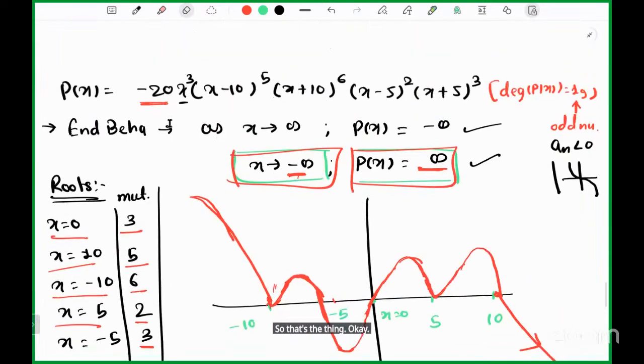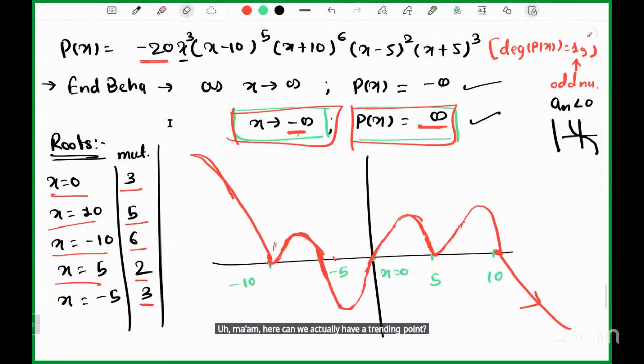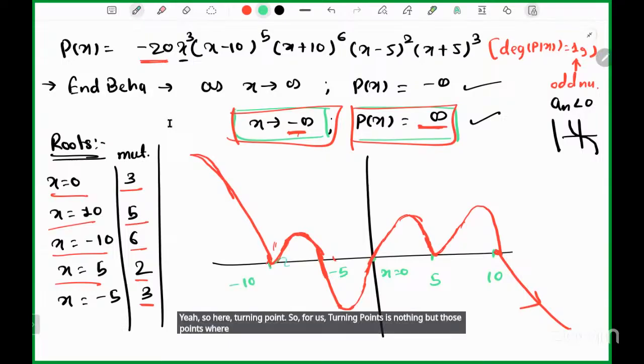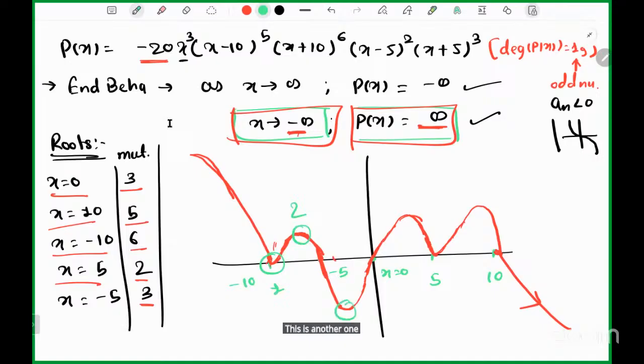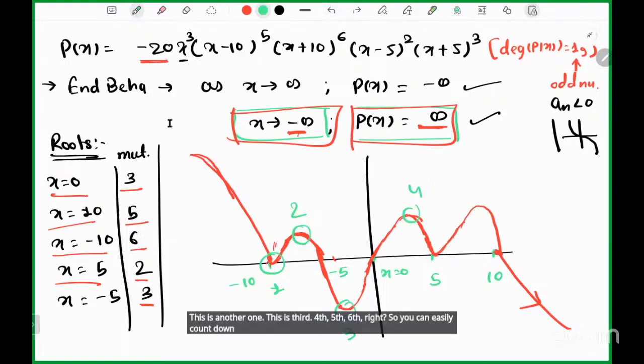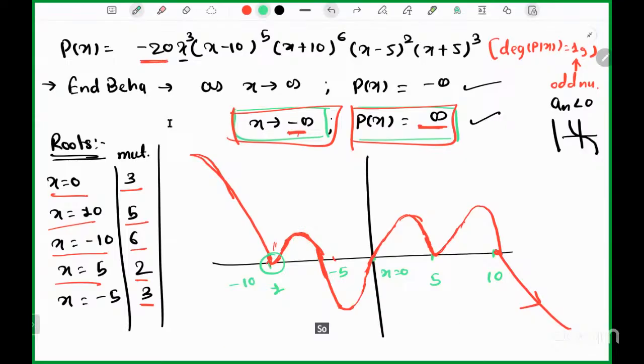Ma'am, can you explain turning point here? Yeah. So here, turning point. For us, turning points are nothing but those points where the nature is changing. So you can say that okay, this is one turning point, this is another one, this is third, fourth, fifth, sixth. Right. So you can easily count the turning points of this graph. So there are 6 turning points.